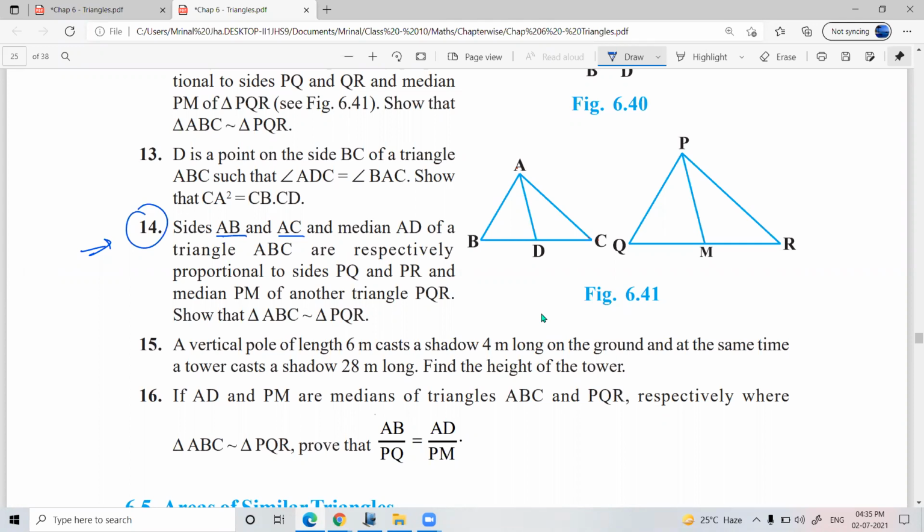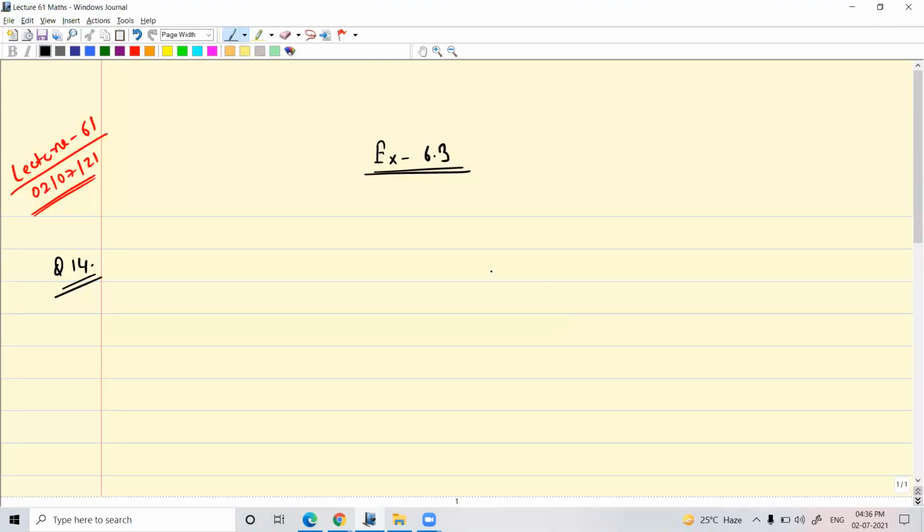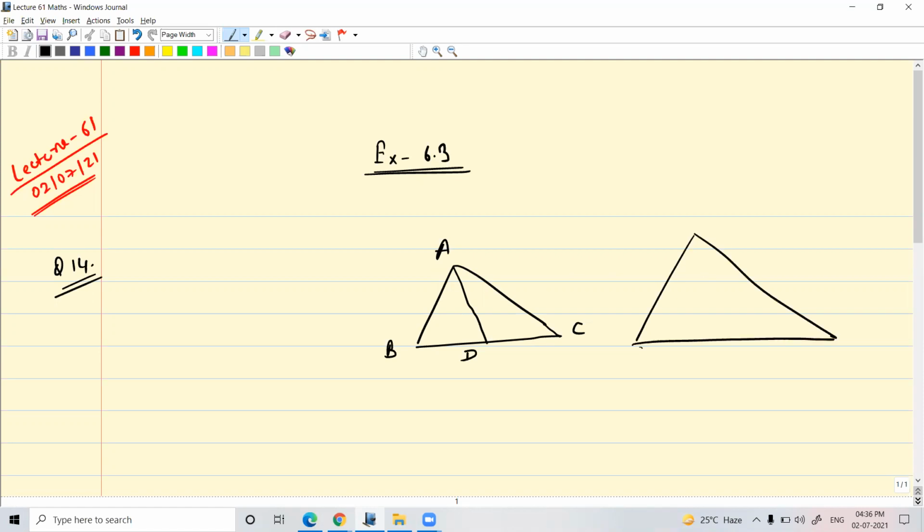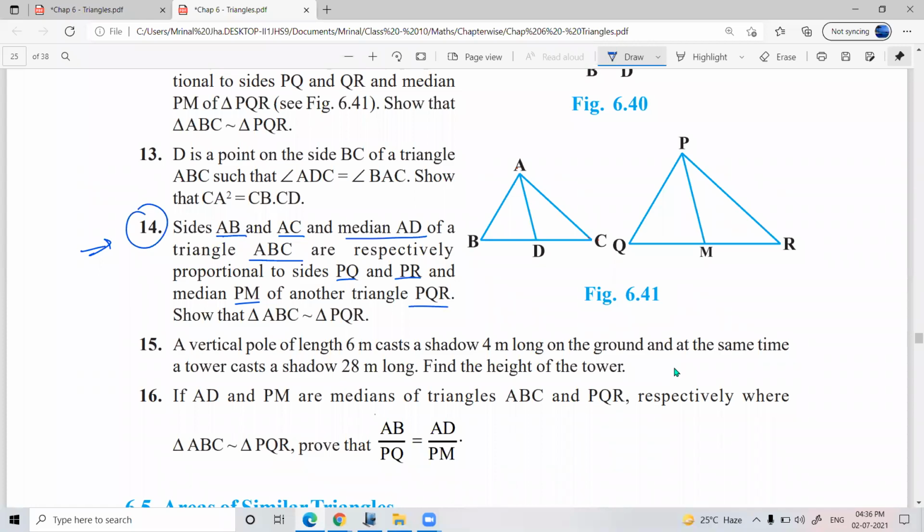Side AB, AC, and median AD of a triangle ABC are respectively proportional to PQ, PR, and PM of another triangle PQR. So let's say, first of all, two triangles ABC and PQR. Triangle ABC has a median, let's call it AD, and then let's have another triangle PQR. What is the median? PM.